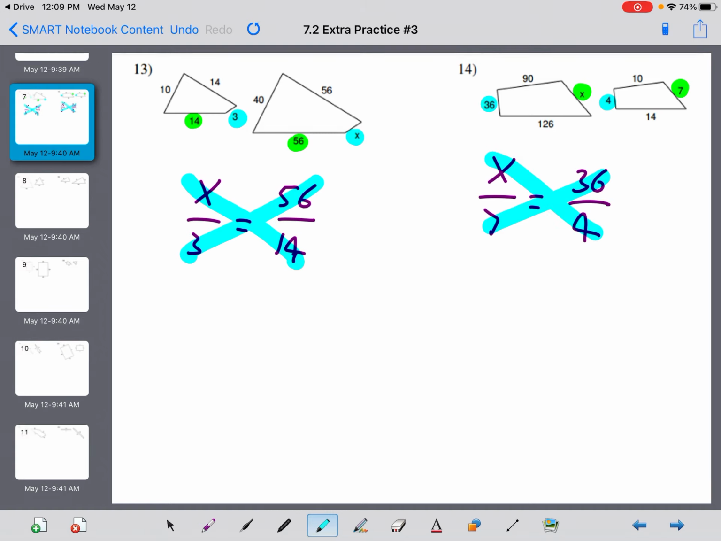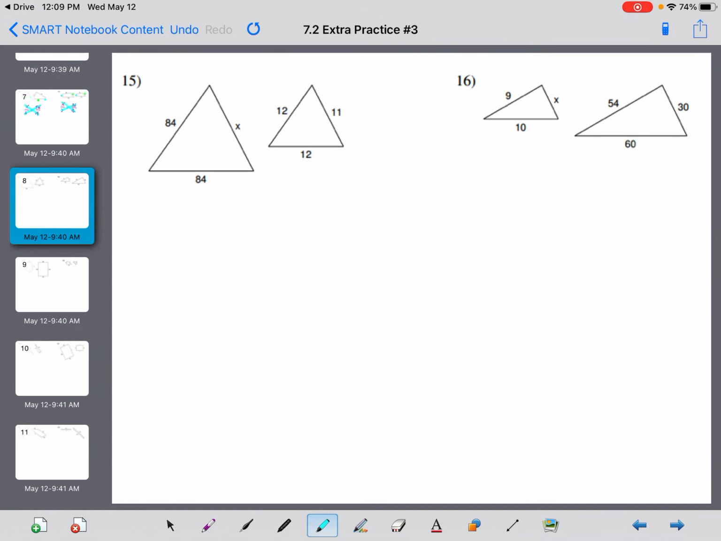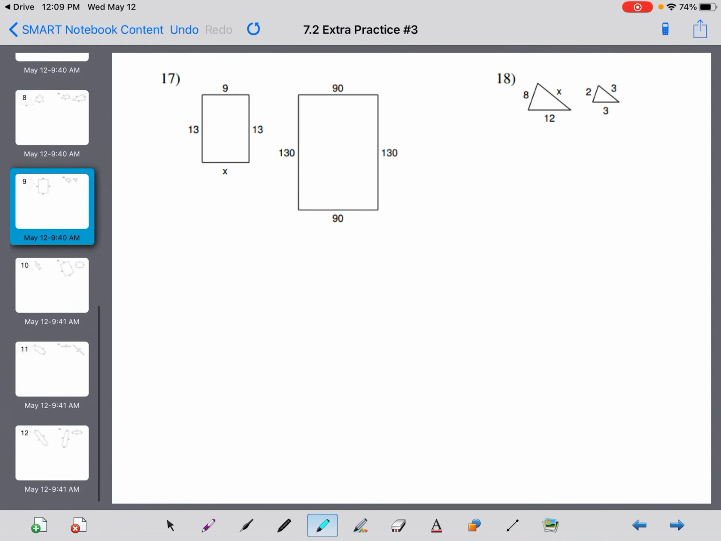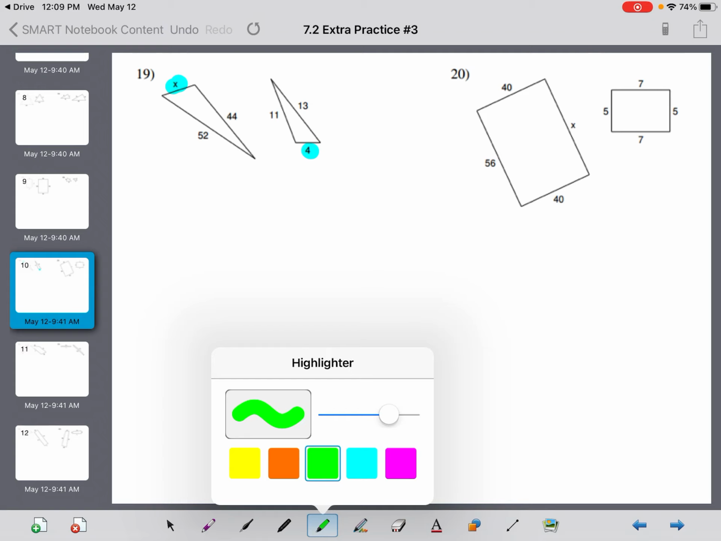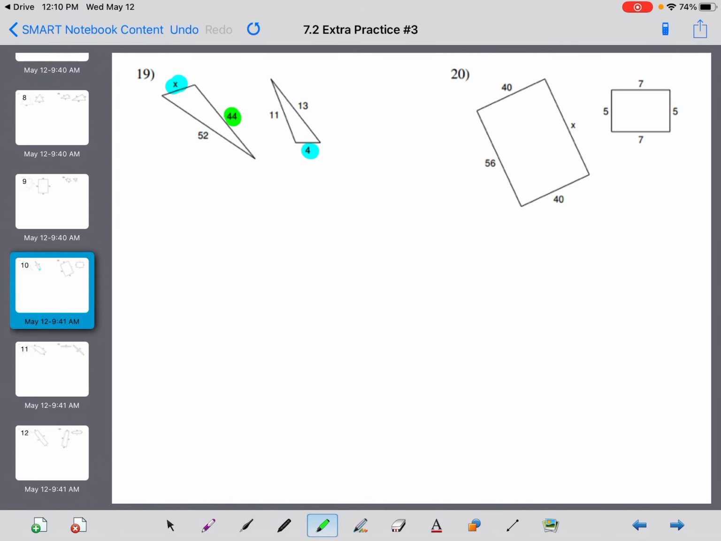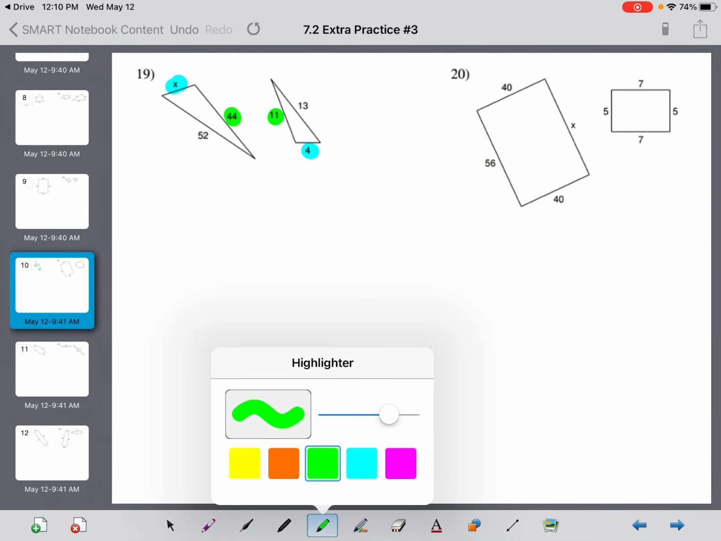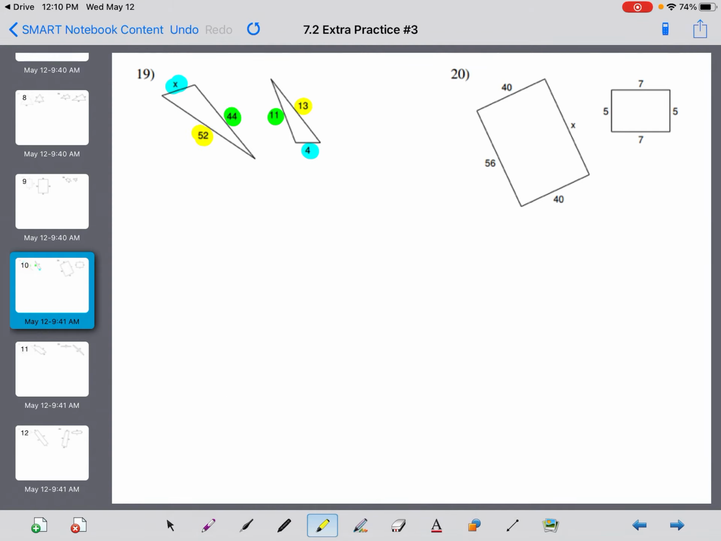Those are the same, no rotations. These are the same, no rotations. Now here, if we rotated and spun around, x would correspond with 4. 44 would correspond with 11, and 52 would correspond with 13. So you need x over 4, and then you could put either of the other two pairs on your right side, either 44 over 11 or 52 over 13.